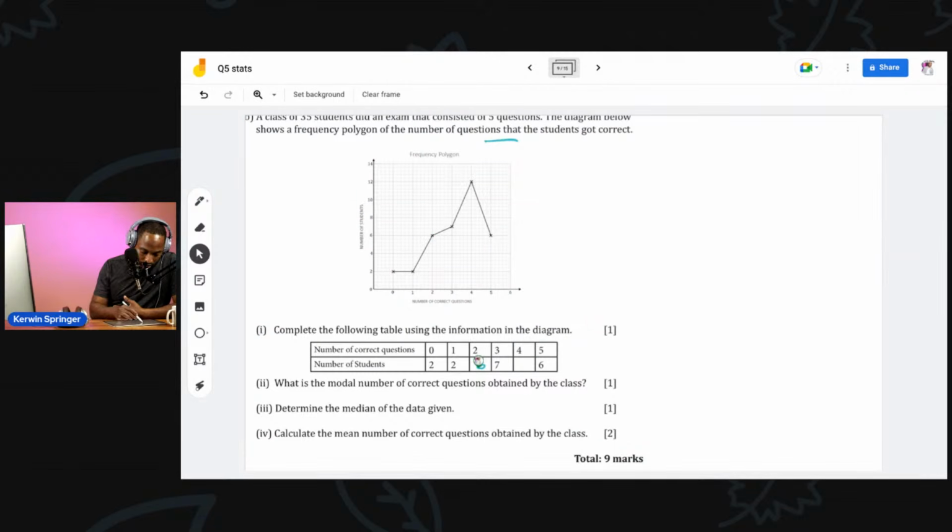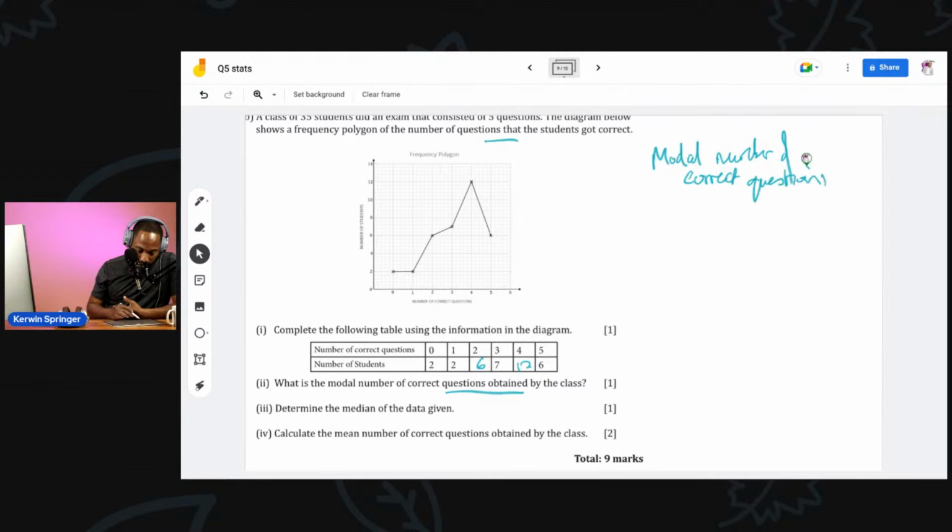The 4 actually maps with the 12. And the 5 maps with the 6 again. Well, they do that. What is the modal number of correct questions obtained by the class? So modal means most frequent. So the modal number of correct questions is what?